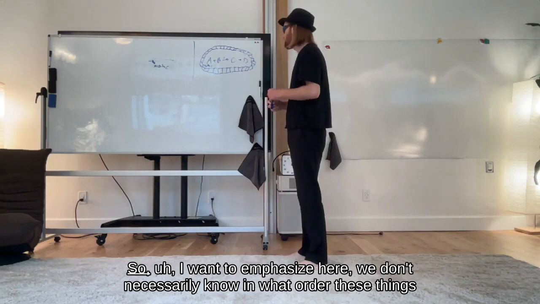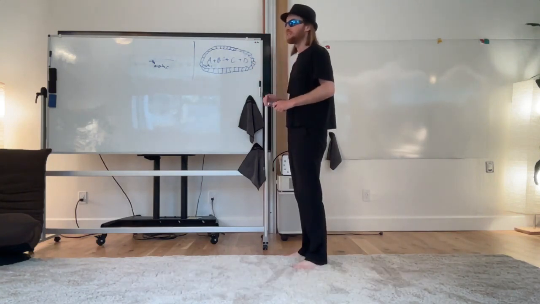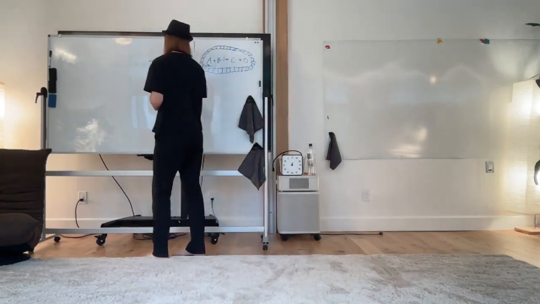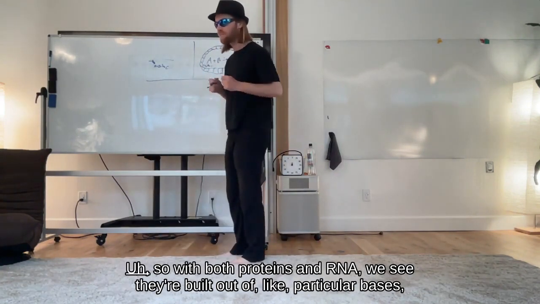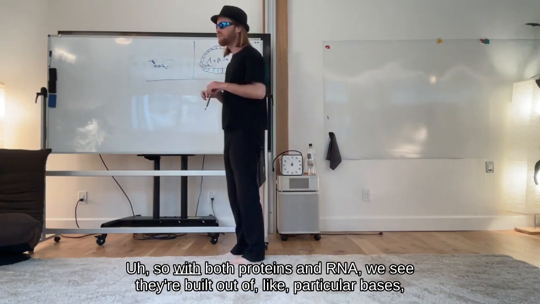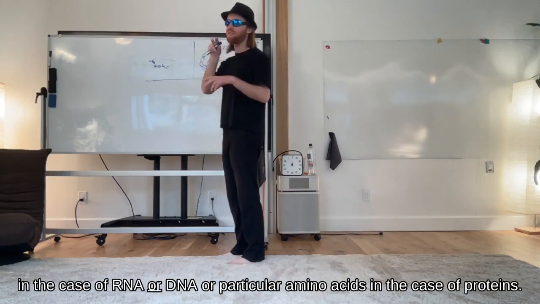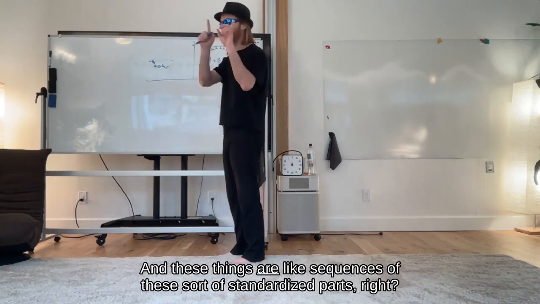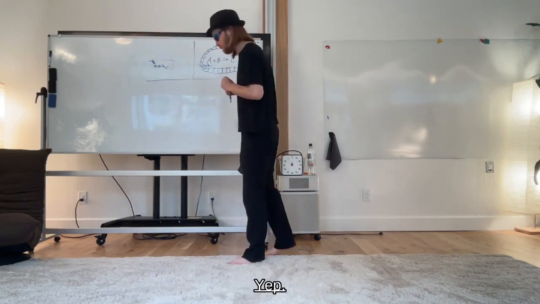So, I want to emphasize here, we don't necessarily know in what order these things are all happening. This is abiogenesis, so it could be that the next piece actually came before the membranes. But the next piece is going to be interchangeable low-level parts. With both proteins and RNA, we see they're built out of particular bases, in the case of RNA or DNA, or particular amino acids in the case of proteins. And these things are sequences of these standardized parts, right?